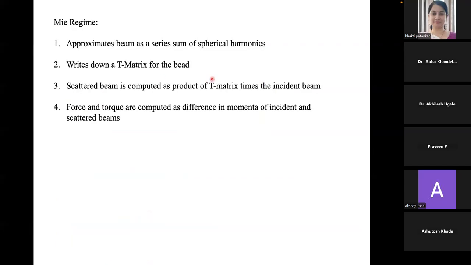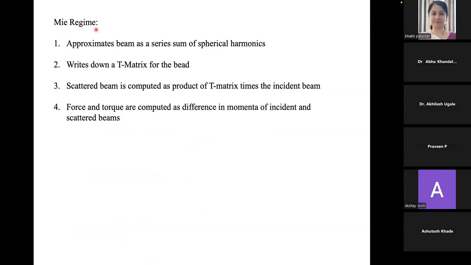With this, I would be ending the little introduction that I wanted to give you about optical tweezers, and then I'll try to demonstrate a little simulation which is readily available on the internet. Now, I told you Mie regime is the most general regime. It doesn't approximate the bead to be smaller than the wavelength, greater than the wavelength, nothing.